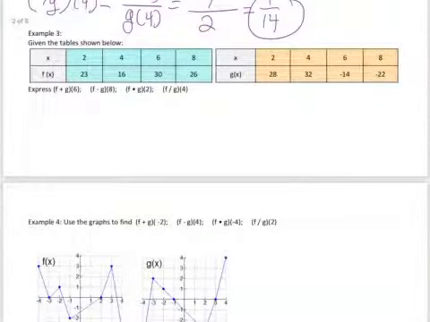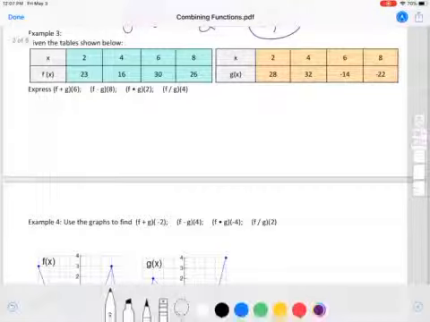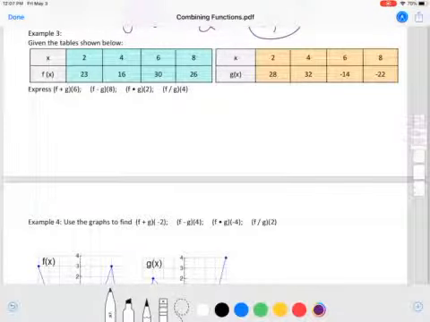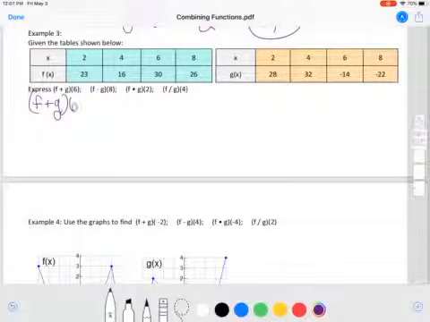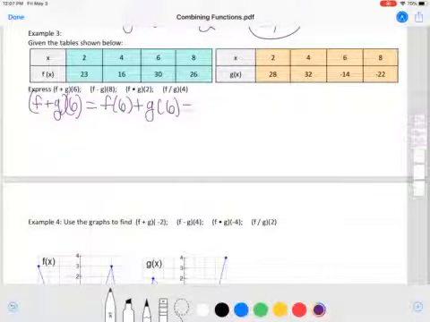Okay, for example 3, we're doing the same thing that we did in the previous two examples when we evaluate, but in those two examples, we were given the function as an equation. In example 3, we're given the function as a table. So although we're completing the same task of evaluating, we're just using a different representation of the function. We're using a table instead. So if I ask you to find f plus g of 6, that's f of 6 plus g of 6.